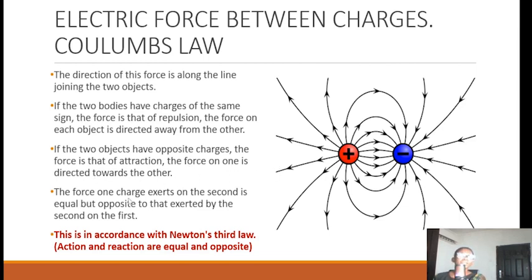The force one charge exerts on the second is equal but opposite to that exerted by the second on the first. Equal but what? Opposite. This is in accordance with Newton's third law. Don't forget, Newton's law says action and reaction are equal but in opposite directions. So if this one is directed towards this side, the other one will be directed towards the opposite side, but they will be equal but opposite.